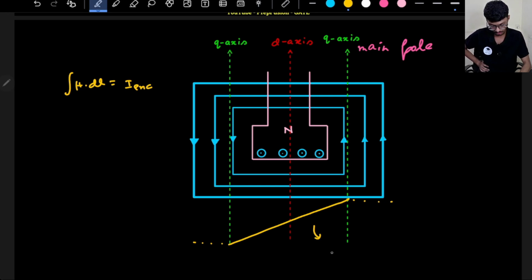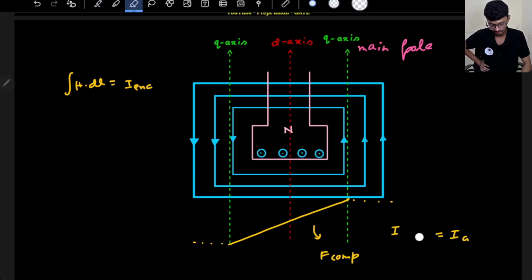So this is the mmf provided by the compensating winding. Same like interpoles, the compensating winding will be connected in series with the armature, right? So here the current, the I compensating, will be the armature current. Okay, so that's basically about the compensating winding.